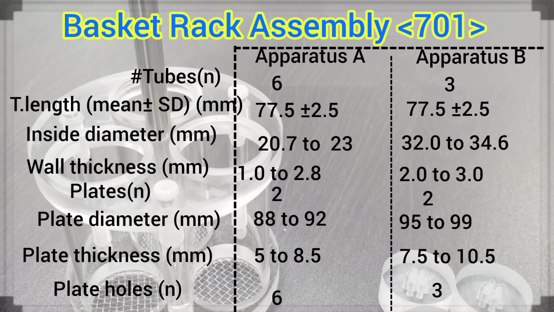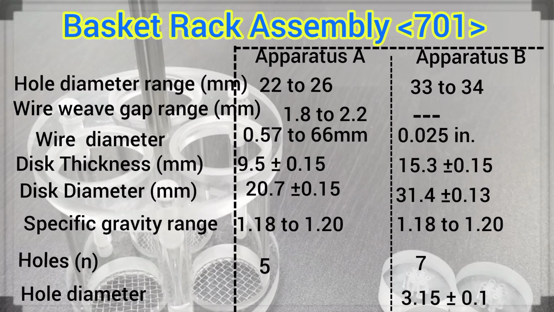Plate thickness is 5 to 8.5 mm for apparatus A and 7.5 to 10.5 mm for apparatus B. Number of plate holes for apparatus A is 6 and for apparatus B is 3. Hole diameter range for apparatus A is 22 to 26 mm, for apparatus B 33 to 34 mm. Wire weave gap range is 1.8 to 2.2 mm. Wire diameter for apparatus A is 0.57 to 0.66 mm and for apparatus B 0.025 inch.